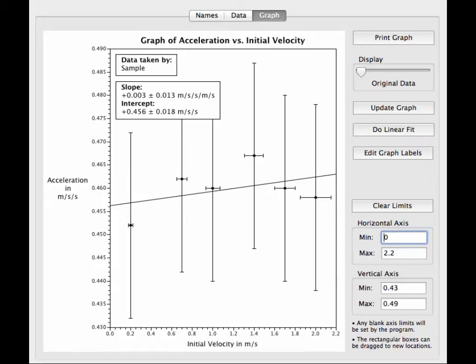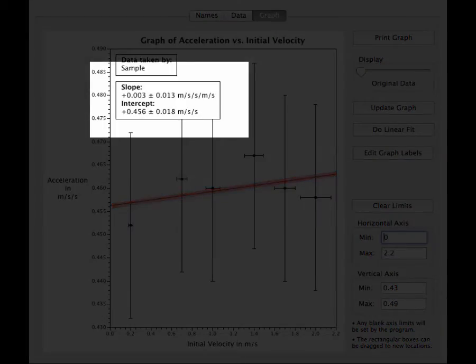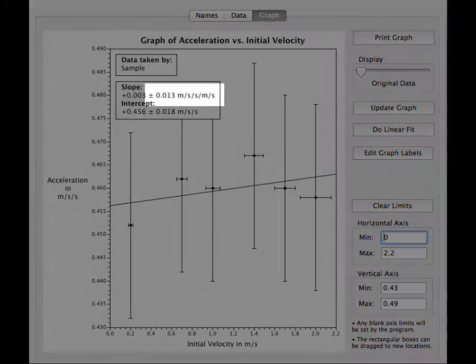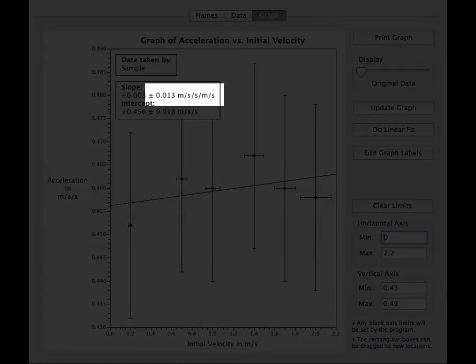Now on this image here, we see a graph where the slope seems to be slightly increasing here. And that's confirmed by the fact that the slope is 0.003, so it is a positive slope. Now, however, it's really important to notice what the uncertainty in the slope is. The uncertainty is bigger than the slope itself.